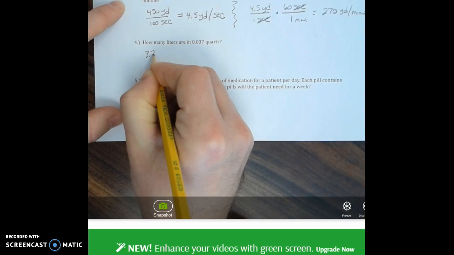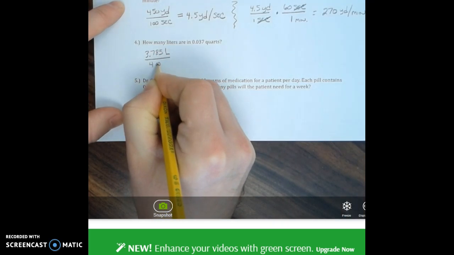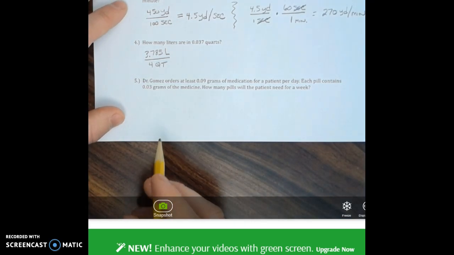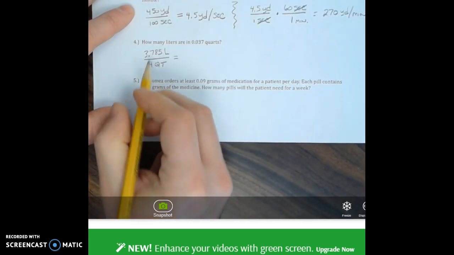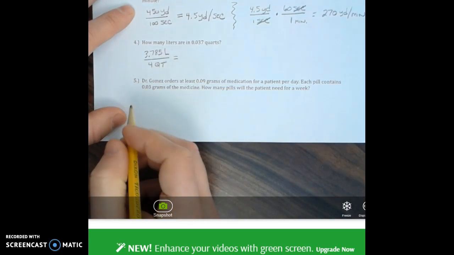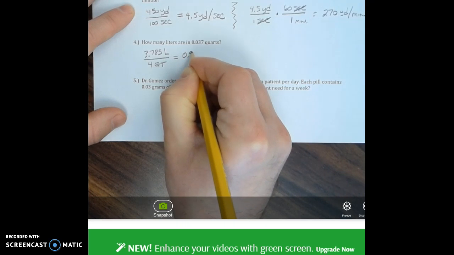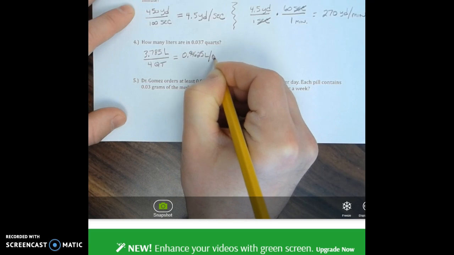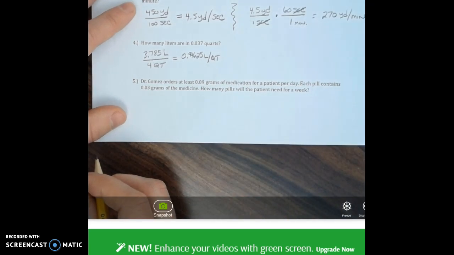There's 3.785 liters in a gallon, which is the same as 4 quarts. In order to answer this question, I'm going to do the division so I can figure out how many liters there are in 1 quart. If I do 3 and 785 thousandths divided by 4, that gives me 0.94625 liters per quart. All right, so I know how many liters per quart there are now.